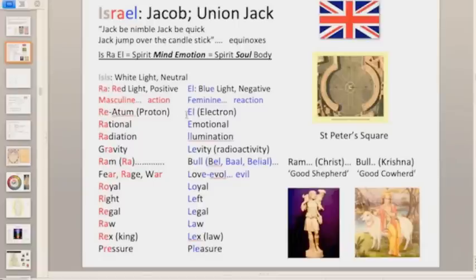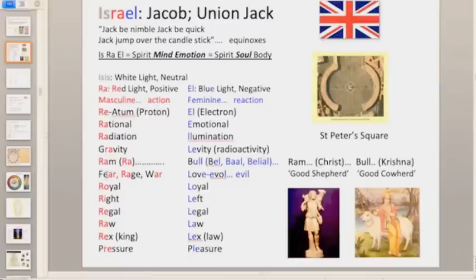And an L became, Ra got his special name, and L also got his special name, but it was always in reference to the twin of electrical force, because that's God. It's the only force. Rational, emotional. Radiation, illumination. Gravity, levity. The ram and the bull, Aries and Taurus. Belial is the bull and El.